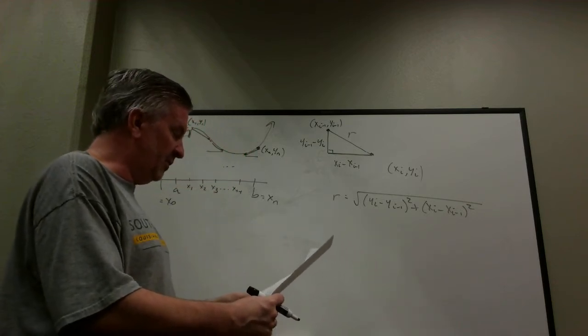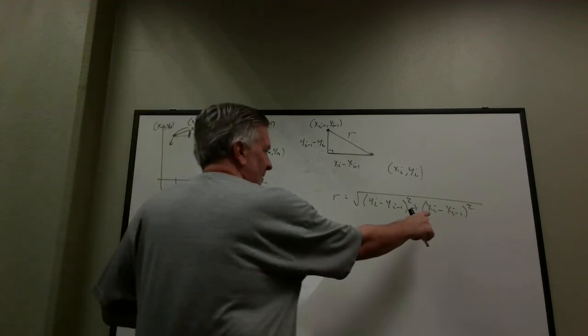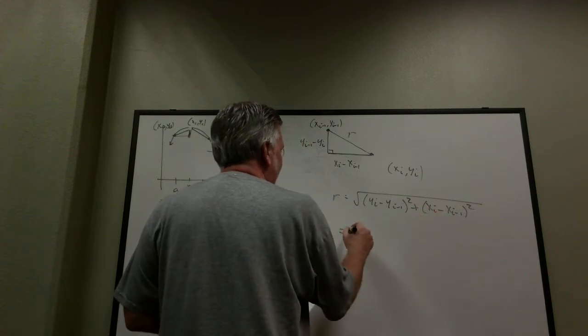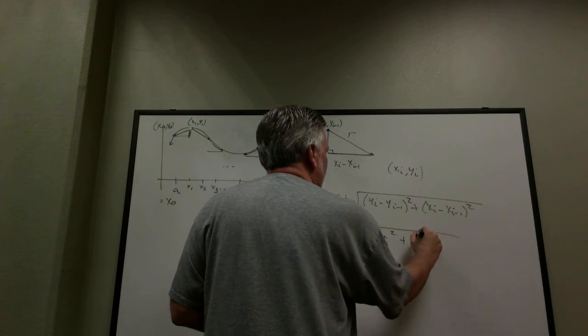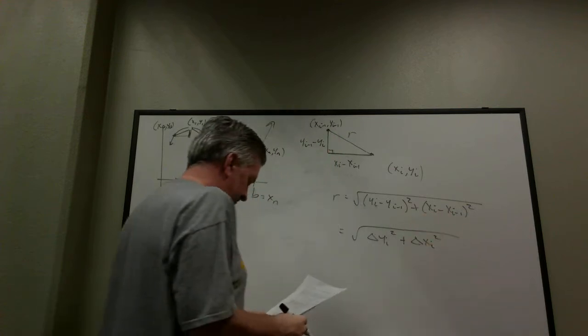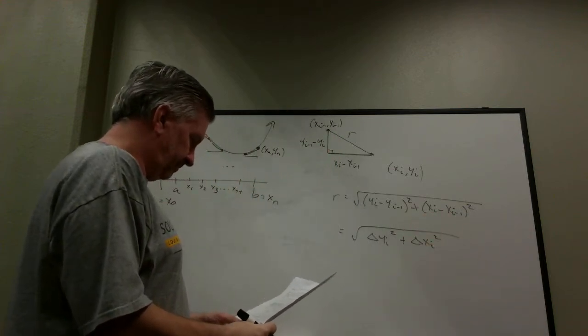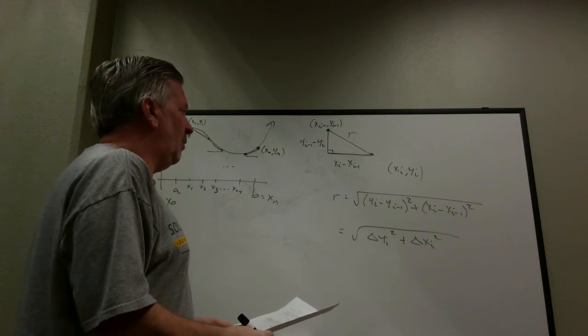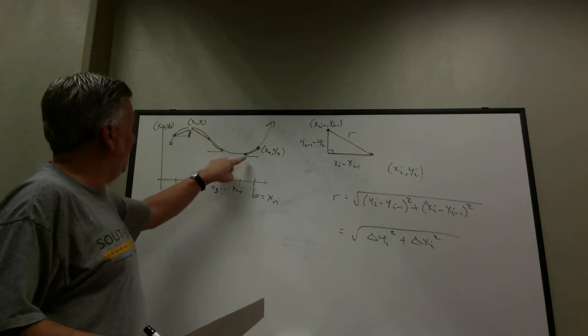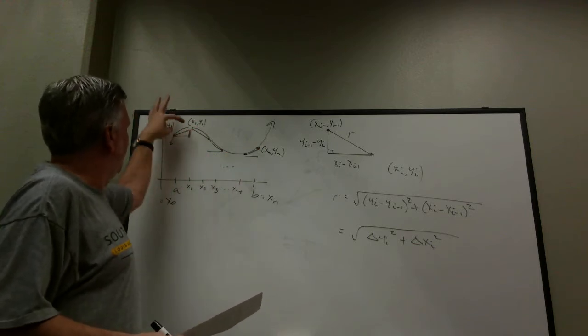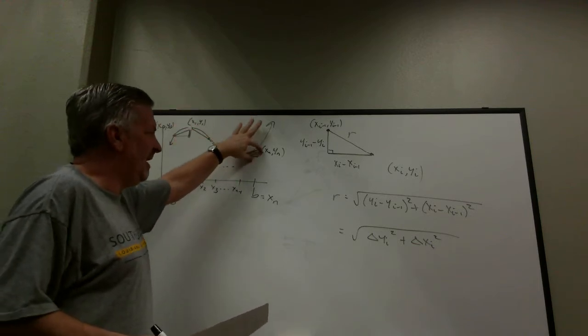Now, just for ease of notation, we're going to call this delta x_i, and this delta y_i. So we've got delta y_i squared plus delta x_i squared. Now that's just the length of one of the segments. So how do we estimate the total arc length? We just add up that one plus that one plus that one plus that one.